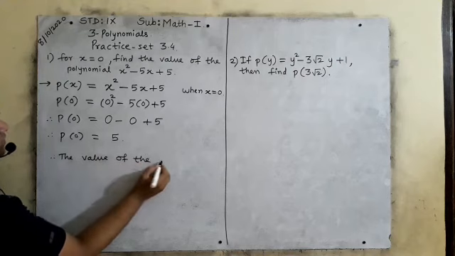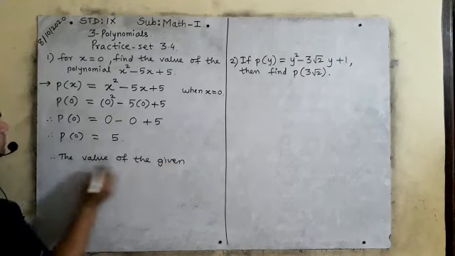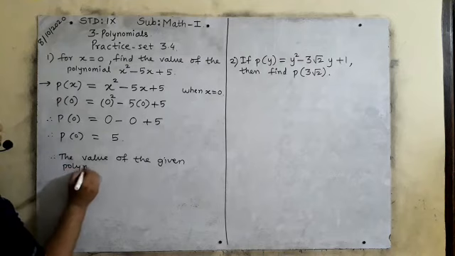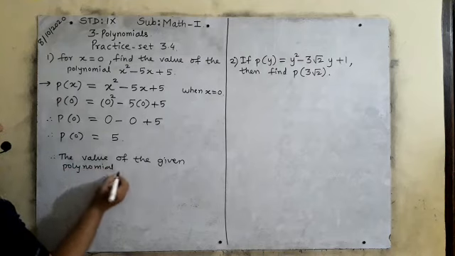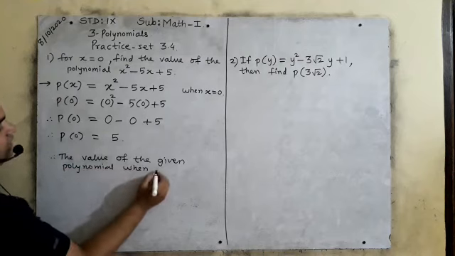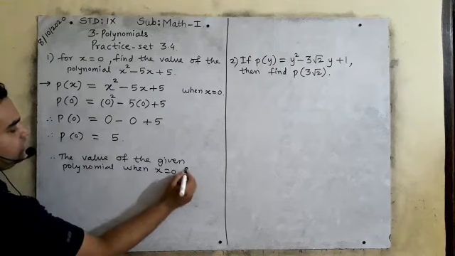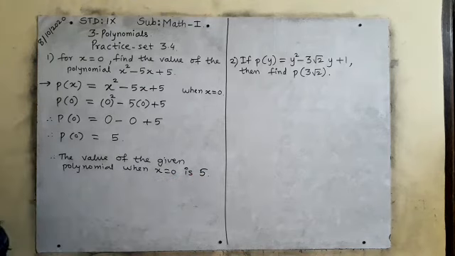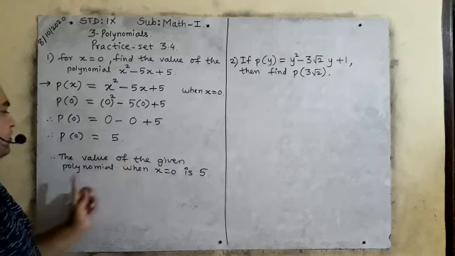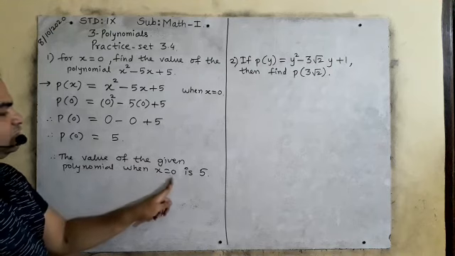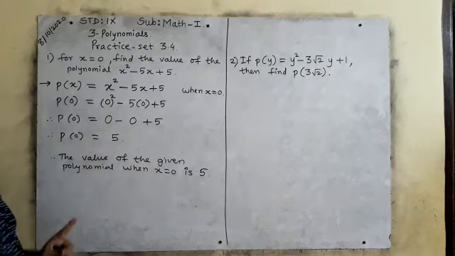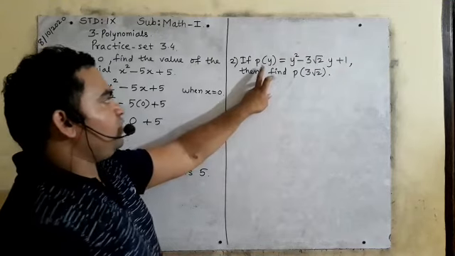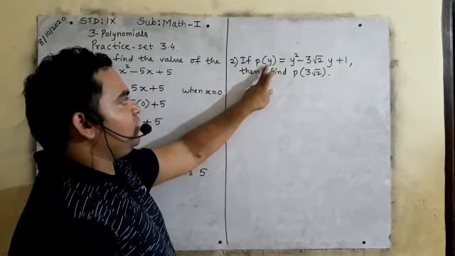So at last you will write: therefore the value of the given polynomial when x is equal to 0 is 5. Is it clear? The value of the given polynomial when x is equal to 0 is 5. Is it clear?